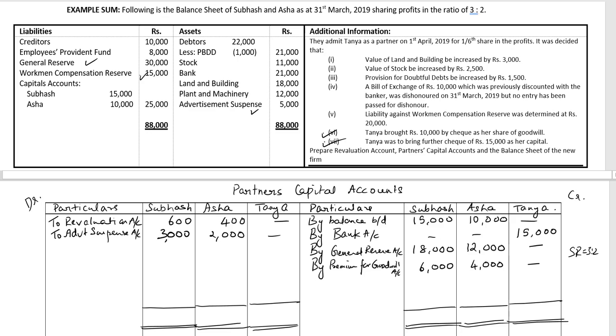for Subhash. The credit side is greater, 39,000. To balance carried down. We have the total 39,000 minus 3,600, which comes up to 35,400 rupees.